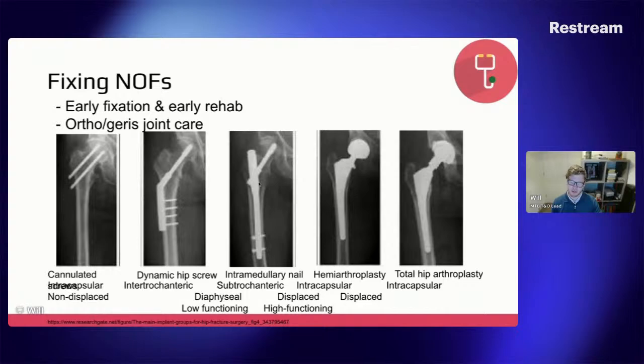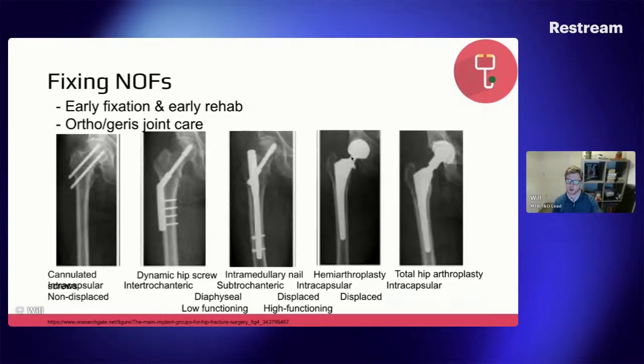For subtrochanteric fractures, so fractures that go below the trochanters in that transverse plane, we want to consider an intramedullary nail. This is a rod that is placed up into the femoral head and also down the femoral shaft and is fixed at the end.